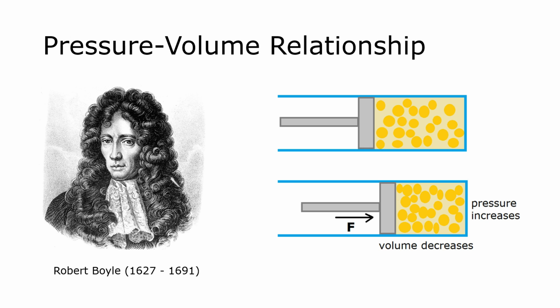So at constant temperature, if you increase the pressure, the volume decreases. And of course, the other way around as well. If the volume is being decreased, then the pressure will increase.